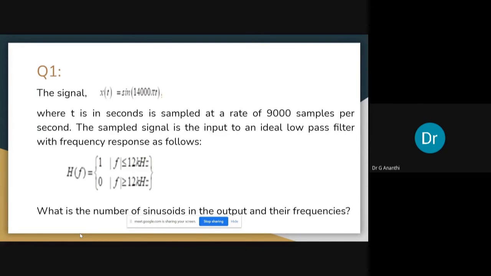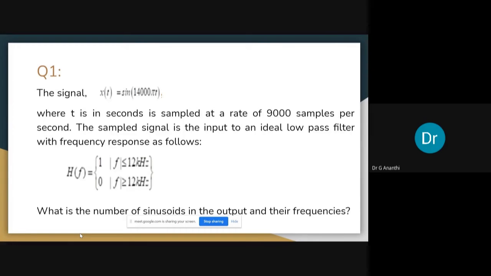The sampled signal is the input to an ideal low-pass filter with the frequency response as follows. So first I have taken ideal sampling, sir. Then I will try to move on to solve a non-ideal sampling point of view. Then H of f, the frequency response, is given here.